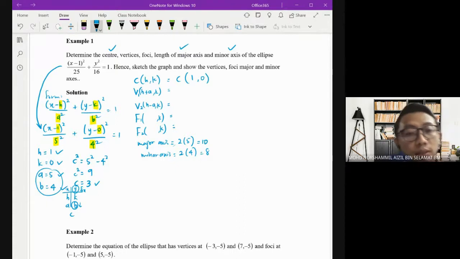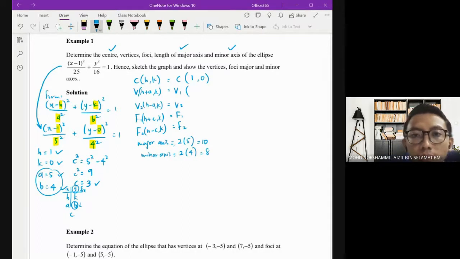Foci pula, distance dia dengan center adalah C guys. So maksudnya this one is H plus C, and then this one is H minus C. Dapat tak? So, bila kita masukkan dia, kita simply substitute into the formula lah.